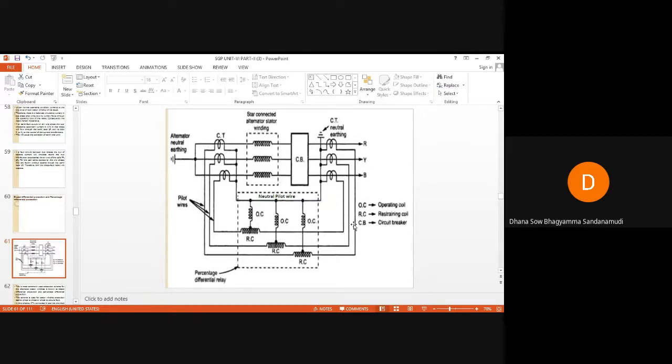When an LG or LL fault occurs, there will no longer be balanced circulating currents in the pilot wires and the relay restraining coils. Therefore, differential current will start to flow through this operating coil. When differential current flows through this operating coil, what will happen if that differential current exceeds the preset value of the relay? Then the relay will operate, the trip circuit is closed, and hence the circuit breaker opens.